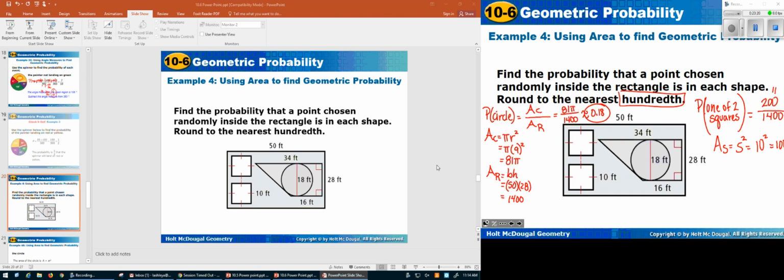But it did say round to the nearest hundredth. So even though this is equal to exactly 1 over 7, go ahead and type it in and follow your directions. 0.14, everybody agree? So we would put 0.14, and that's our answer to the nearest hundredth. But again, if the directions say round to the nearest hundredth, we'll put 0.14. Okay? But follow your directions on the homework.